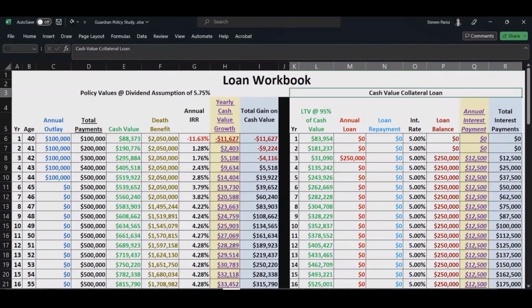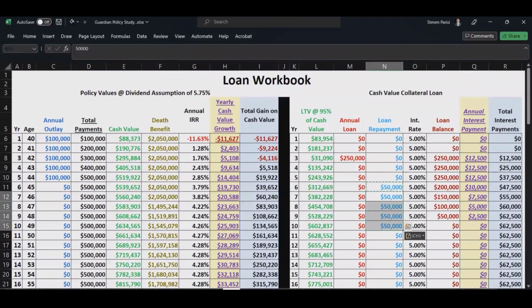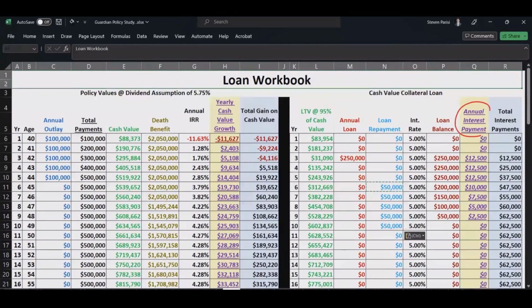Let's pay it back. Let's assume that we pay interest only years 4 and 5 because you're still funding the policy, and then begin to repay it in year 6 at, we can pay it back however we want, $50,000 per year. Okay, 5 payments of $50,000 in addition to the interest payments out of pocket each year. So what I really like about this is each year you can see the loan interest and directly compare it with what the gains are.